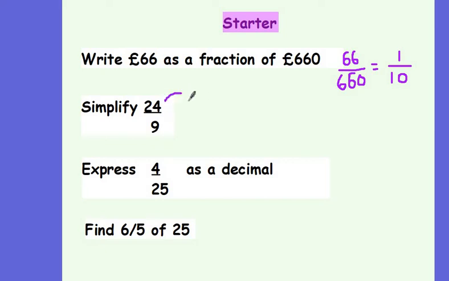For the second one, I simplify by dividing top and bottom by the same number. In this case, if I divide top and bottom by 3, Adam, what do I get? 8 over 3, very wise. Can't divide top and bottom by a whole number, so that is my final answer.